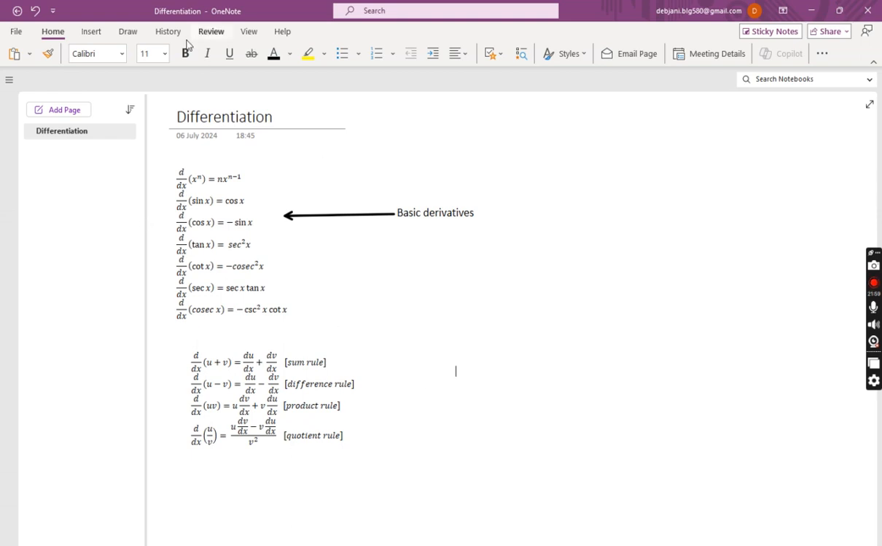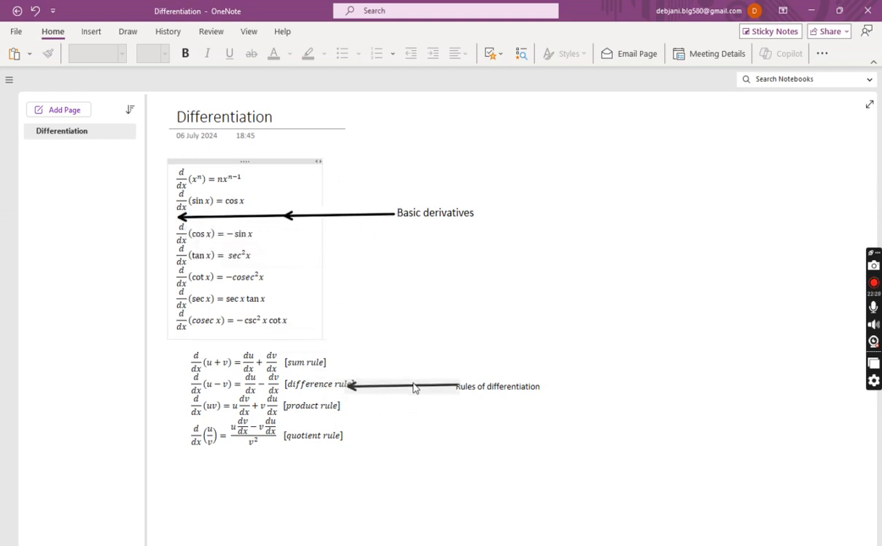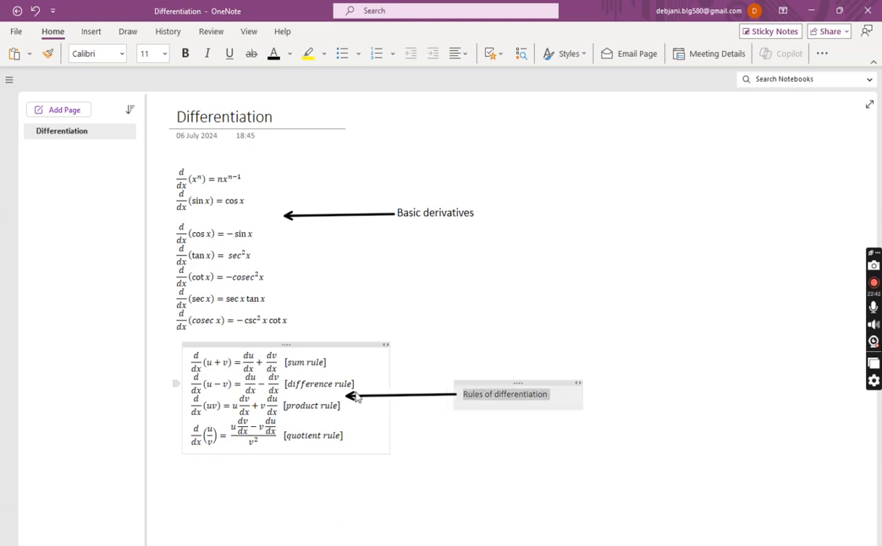These are some rules of differentiation. These are the rules of differentiation, and these are the basic derivatives. Copy this today up to this. Oh, one thing left. That thing is chain rule.